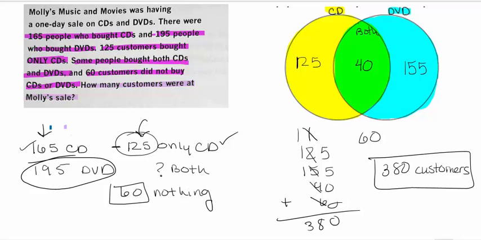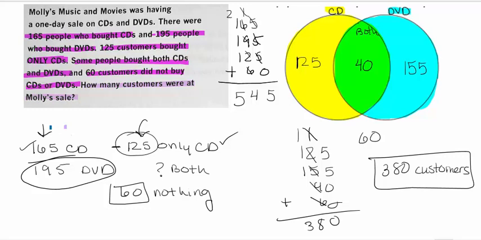Right? And if we had just added all the numbers up, if we had just added 165, 195, 125, and 60, let's see what we would have gotten if we had done it that way, which was not the correct way. We would have gotten 545.